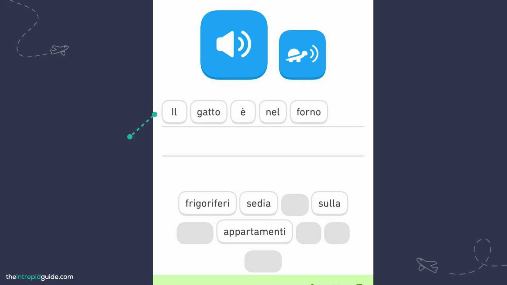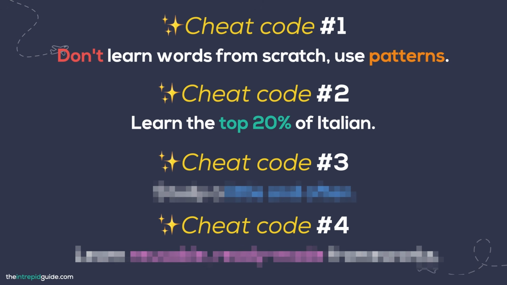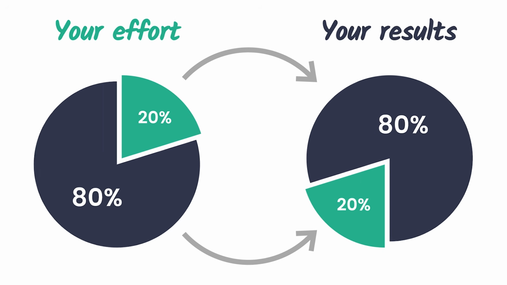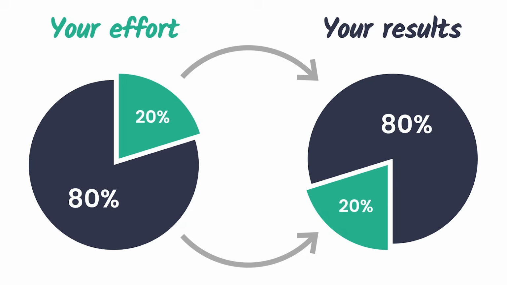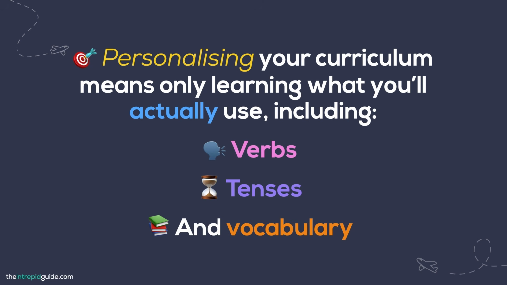Duolingo is the same. Building up a streak is useless if all you can say is, the cat is in the oven. And when your time is limited, that generic study is the most expensive thing that you can do. So shortcut or cheat code number 2 is prioritize learning the top 20% of Italian that you actually need in 80% of real-world situations. Now this is the core of my 80-20 method and how I personally learn languages and teach Italian. Personalizing your curriculum means only learning what you'll actually use. That includes verbs, tenses, and vocabulary.